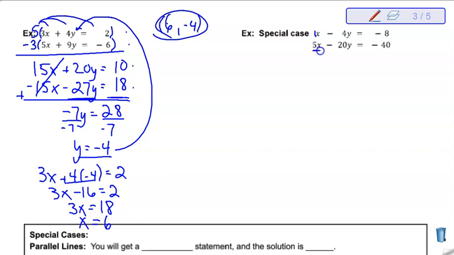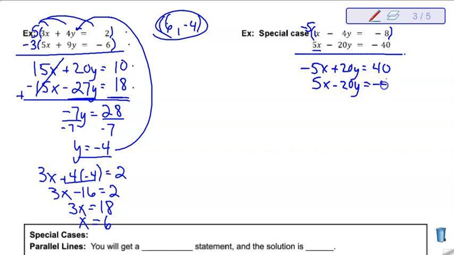Since this is a positive 5x, I would have to have the opposite up there for those to eliminate. The opposite of that would be negative 5. So if I multiply the top by negative 5, I get negative 5x plus 20y equals positive 40. Now I'm just going to rewrite that second equation as 5x minus 20y equals negative 40. Now I'm ready to go because my x's go away when I add those two equations. But what happens also to my y's? 20y minus 20y also goes away. So technically both of those go to 0 on the left side. And look what I have here.